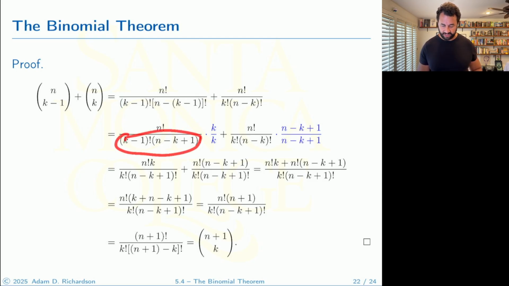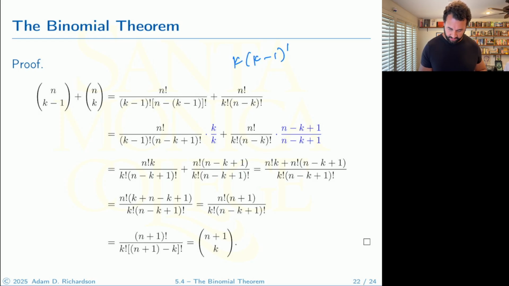Just look at what this denominator is missing and what this denominator is missing, and then multiply by the appropriate one. In this case, it's k, and in this case, it's n minus k plus 1. Why is that the case? Well, remember, k times k minus 1 factorial is k factorial. Let me write that out. K times k minus 1 factorial is equal to k factorial. That's the recursion relationship of the factorial function manifesting here.